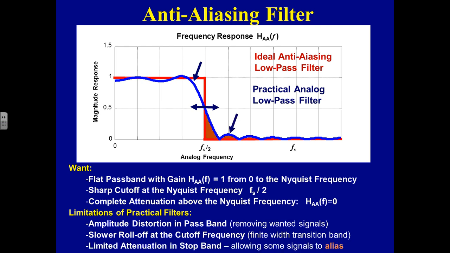And a practical filter will also have not just 0 response in the stop band, but it will allow a certain amount of the signal through, even though it's in the stop band, because of ripple in the response. And so some still residual amount of the signal is going to alias.